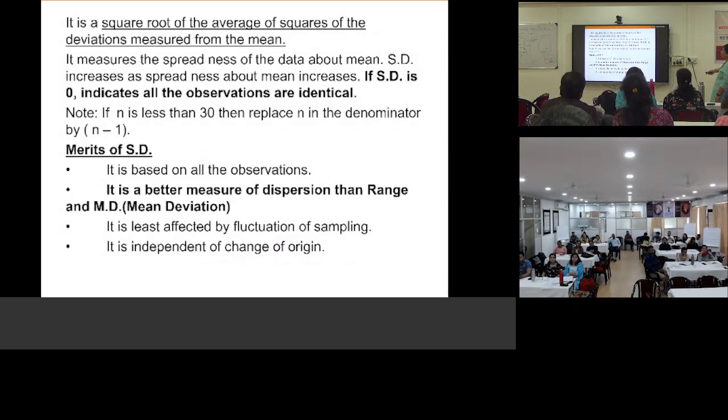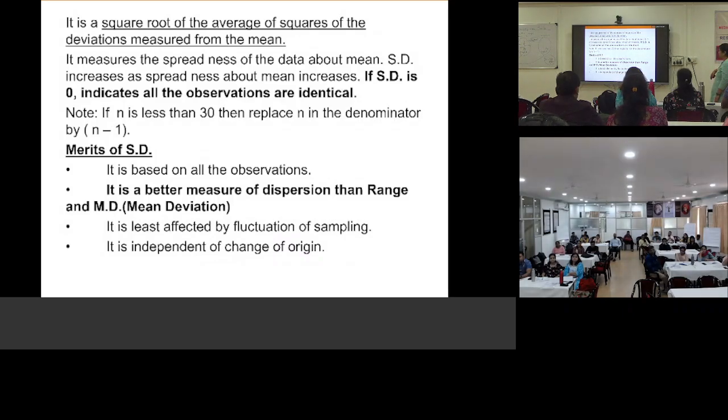It measures the spread of the data about the mean. SD increases as spread about the mean increases. If SD is 0, it means all the observations are identical. Nobody's marks differ, everyone's marks are equal. That is SD equal to 0, which indicates all observations are identical. So if n is less than 30, then replace n in the denominator by n minus 1. That is why it is 5 minus 1, 4, in the denominator.